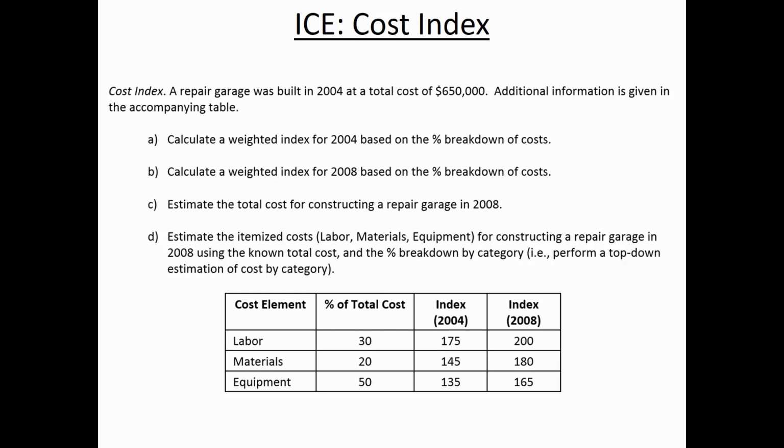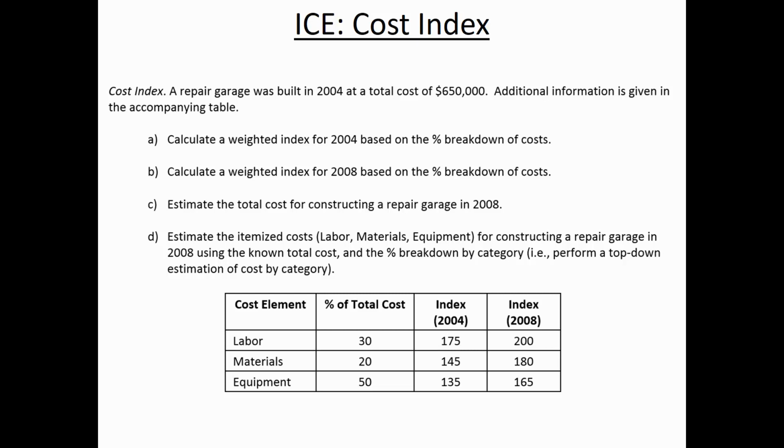What would be the cost in 2008 if we know that these certain categories apply, that 30% of the costs are going to be due to labor, 20% due to materials, 50% due to equipment. Now, this is similar to that percent weighting table that I showed you from the Consumer Price Index. And so what you need to do is you need to find out what's the weighted index in 2004. So rather than just averaging a simple average, a simple average would be add these three numbers together and divide by 3. That's not actually the way that we want to do it.